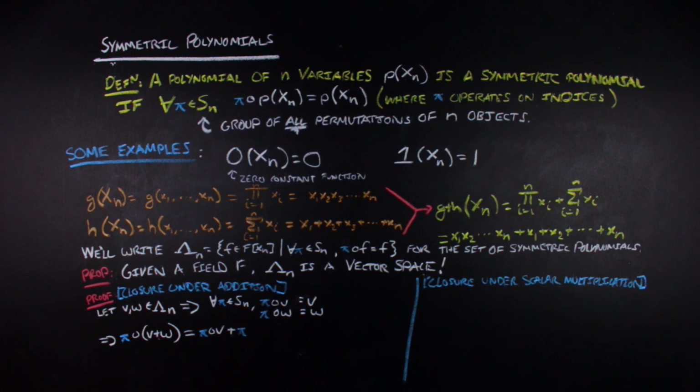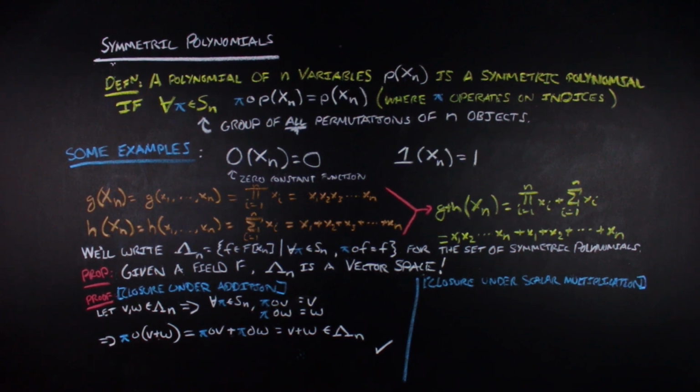So we can say that pi composed with the sum of v and w is equal to pi composed with v plus pi composed with w. But since v and w are vectors in Lambda sub n, we have that this thing equals v plus w, and so v plus w is in Lambda sub n.